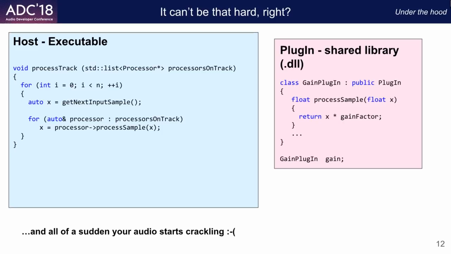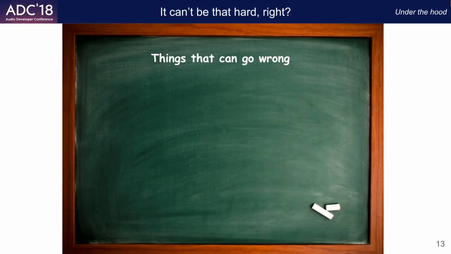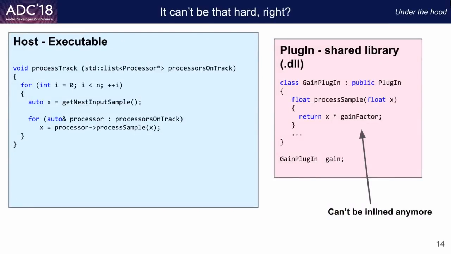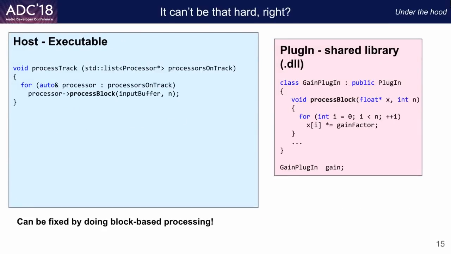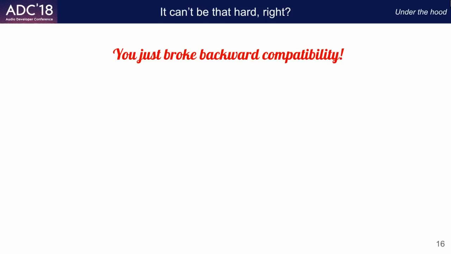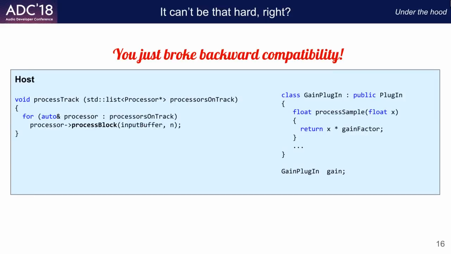So that's bad. So we have our nice little chart of the things that can go wrong, and we'll put a tick box here: performance. Performance will tank if you just put things in a DLL. Okay, we're not stupid, right? Easy to fix. We do block-based processing. Fine, everything's great. Performance is up again. But hey, you just broke your backward compatibility, right? All your old plugins had that sample-by-sample processing. Now, all of a sudden, you switch to one of your methods, so everything just breaks again, and that's because we have a mismatch here, right?